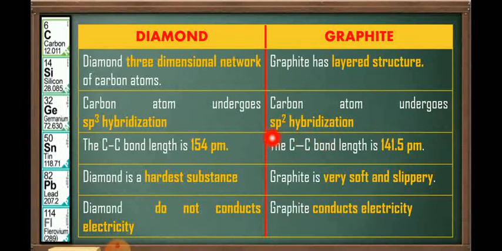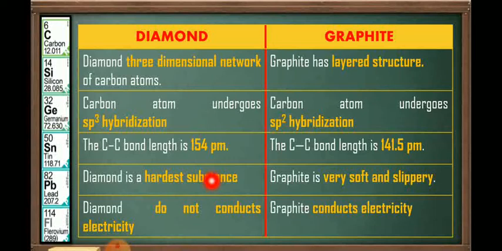In diamond, carbon atoms undergo which type of hybridization? sp3. Whereas in graphite, carbon atoms undergo sp2 hybridization. In diamond, the carbon-carbon bond length is 154 picometer, whereas in graphite, the carbon-carbon bond length is 141.5 picometer.